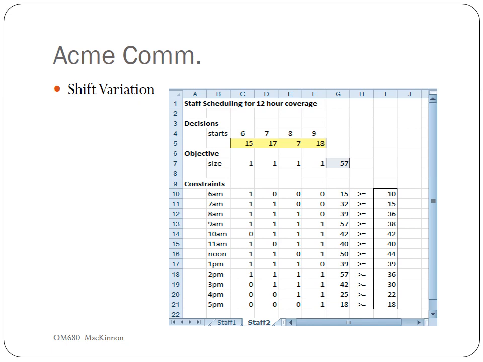Now, let's take a look at a shift variation. What's happening here is we have different shifts that start at 6, 7, 8, and 9. These people will work an 8-hour day, with an hour break in the middle. And that's why this looks the way it does.